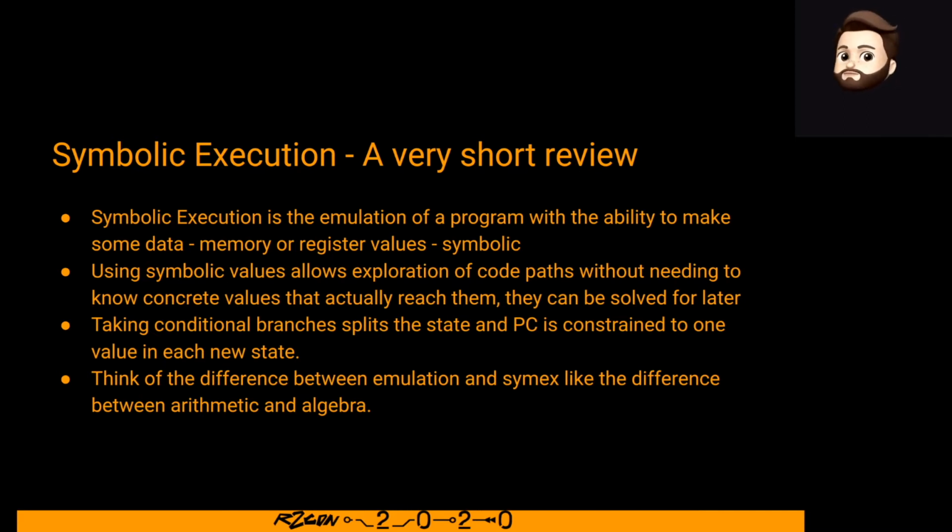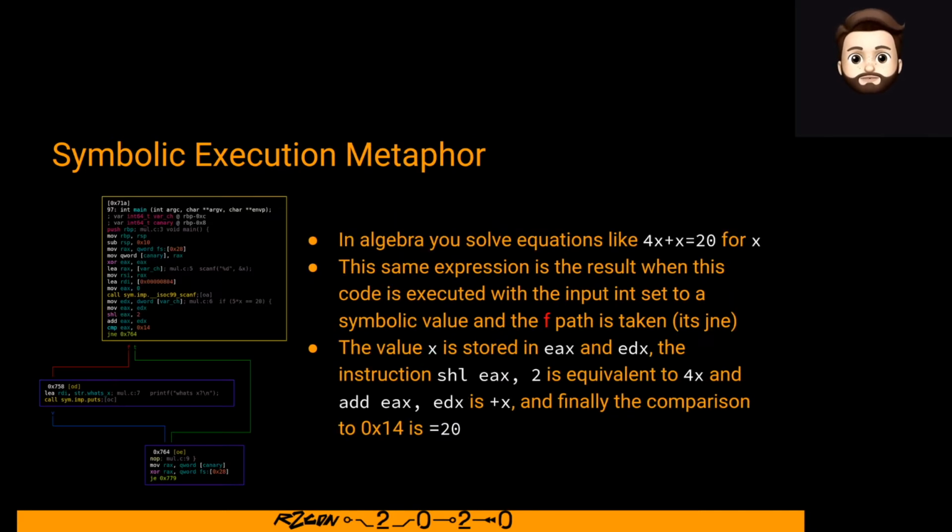So think of the difference between emulation and symbolic execution like the difference between arithmetic and algebra. In arithmetic, we have just simple expressions like 4 plus 4, and it has a concrete value 8. Whereas in algebra, we can have symbolic expressions like 4 plus x, where x can be any number or any number within some range. You can have constraints, just like you can have in symbolic execution. So to extend this metaphor a little more, in algebra you can solve for equations like 4x plus x equals 20. You can solve for the variable x.